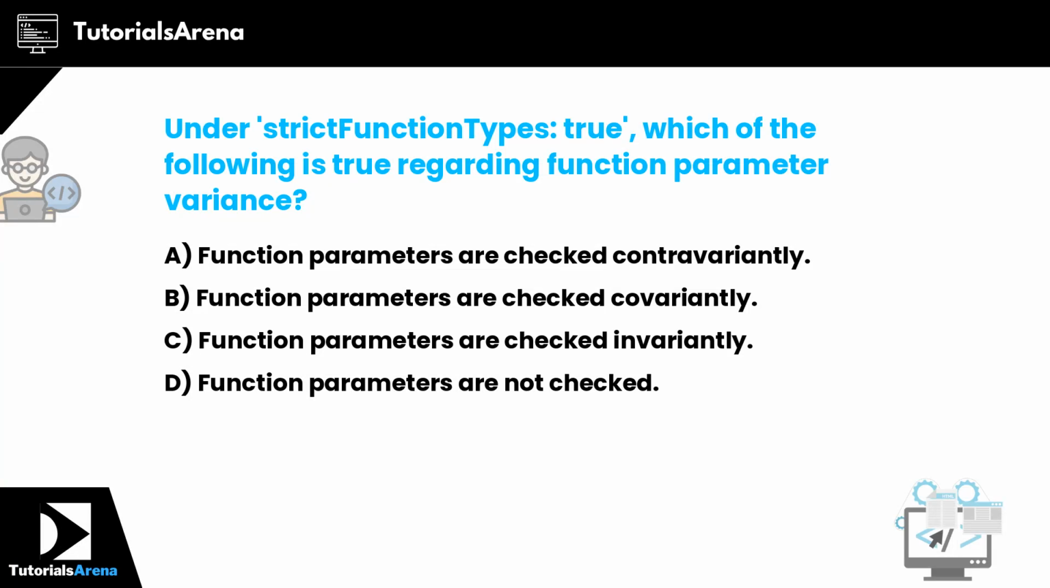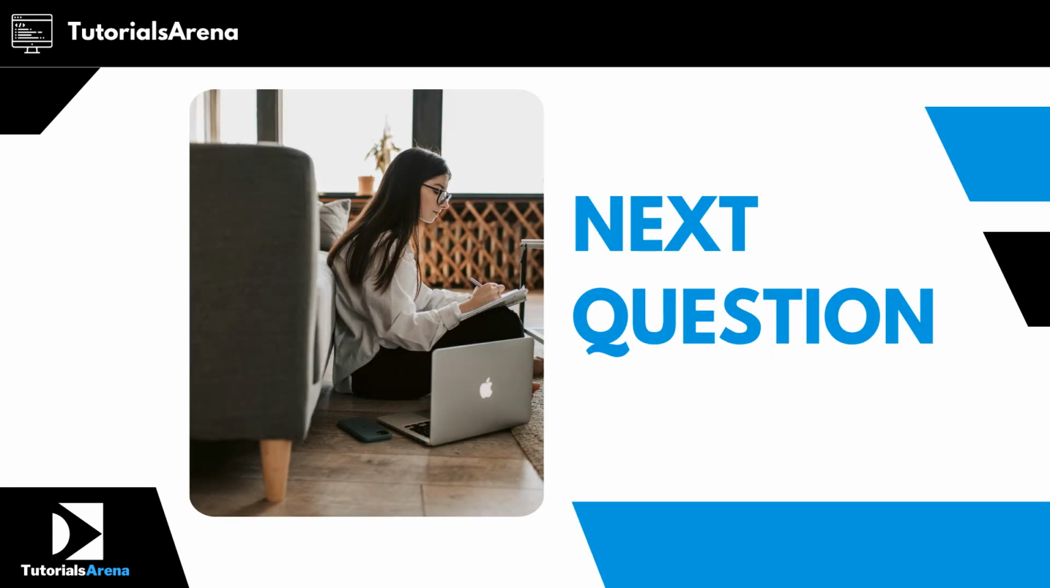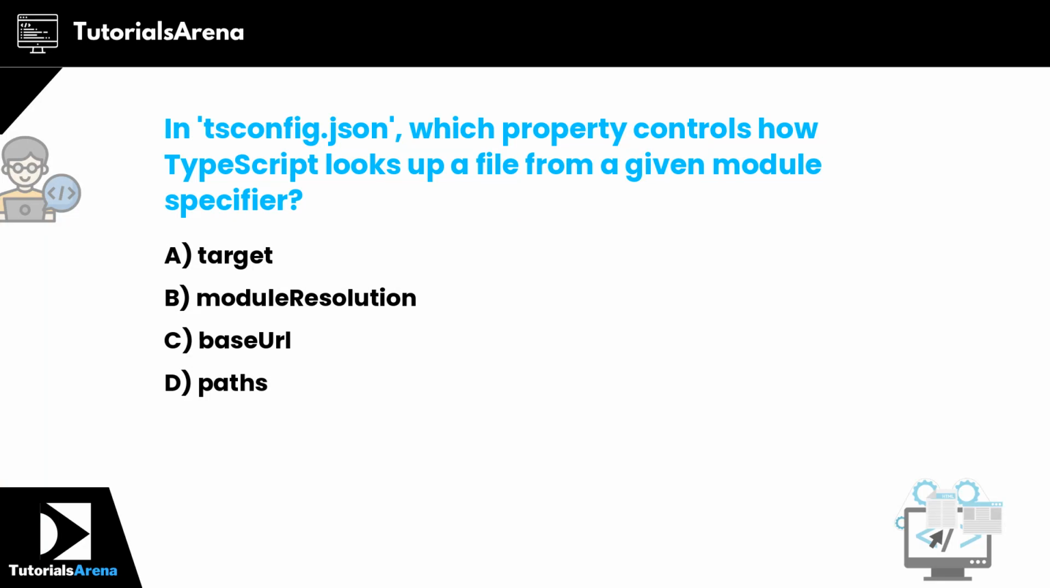Under strictFunctionTypes: true, which of the following is true regarding function parameter variance? The correct answer is option A, function parameters are checked contravariantly. In tsconfig.json, which property controls how TypeScript looks up a file from a given module specifier? The correct answer is option B, moduleResolution.